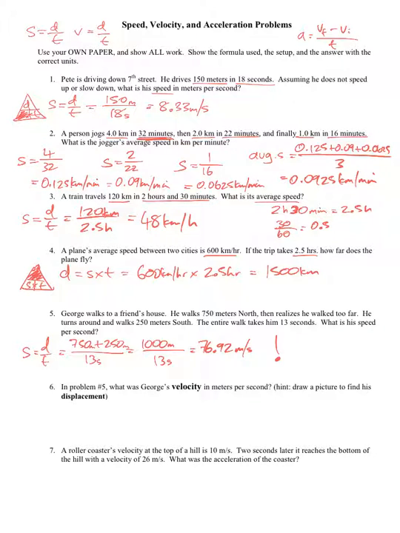Now, in problem 5, what was George's velocity in meters per second? He didn't draw a picture to find his displacement. So velocity is displacement over time, and let's draw a picture. He went 750, but then he went back 250. So really he's gone 500 away from his starting point. So his velocity is going to be 500 divided by 13 seconds, which comes to 38.46 meters per second, which is still ridiculous, but that's what the question is, and we'll answer it.